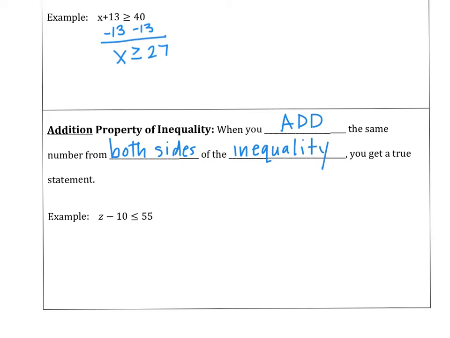An example of that is if you have z minus 10 is less than or equal to 55, then you use the addition property and you add 10 to both sides, and you get z is less than or equal to 65. So basically when you're doing inequalities and you're adding or subtracting numbers to them, you do it the same way as you do regular equalities.